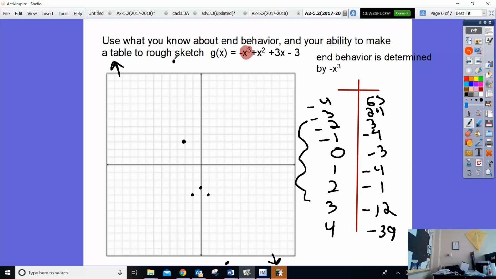Was this expected to be off the grid? No. Look at the end behavior. Yeah. It was expected, wasn't it? Look at your end behavior. That was an expected outcome. Sooner or later, we knew that this thing would fly off our grid because we knew the end behavior.